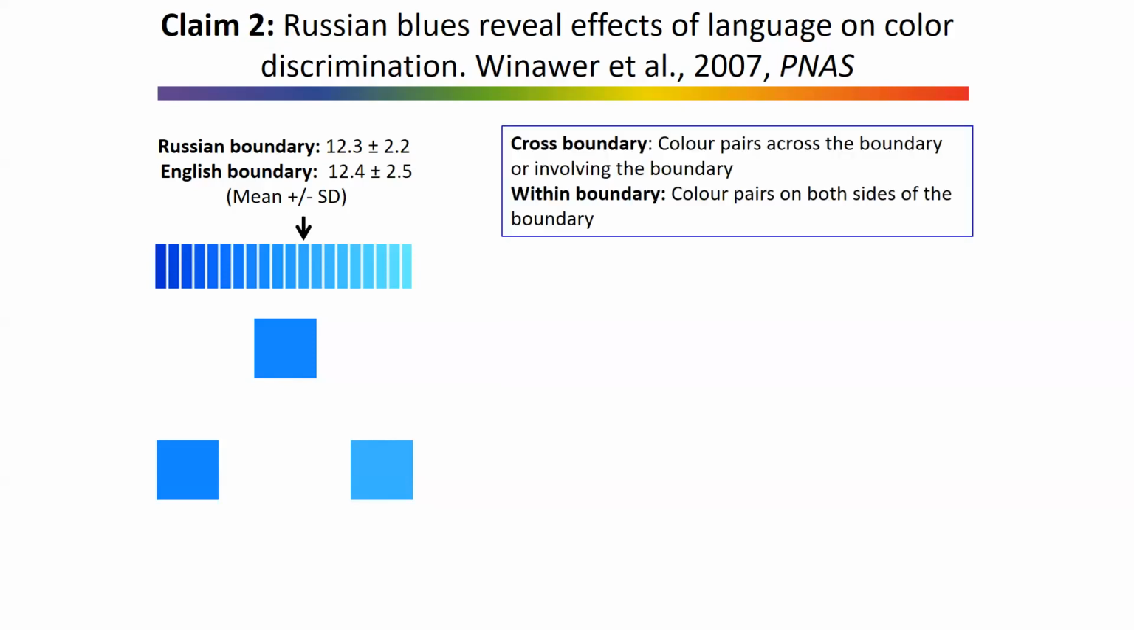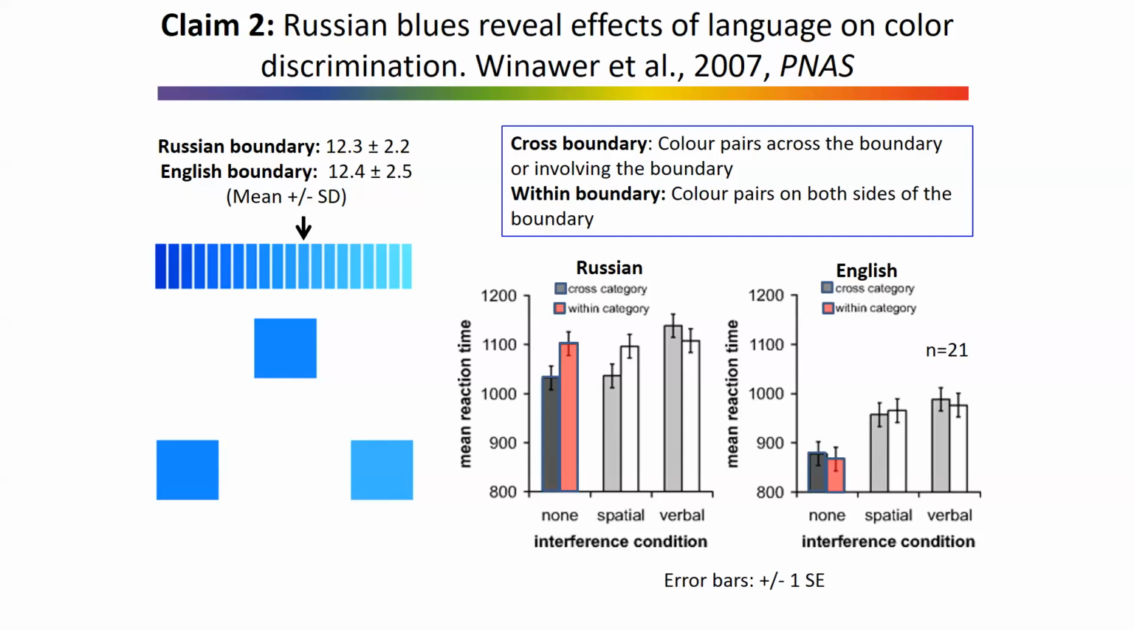So they extracted the reaction times across the boundary. So that would be the 2 colors next to the boundary and discriminations involving the boundary itself, and they compare it with color pairs on both sides of the boundary, taking 4 pairs each. And this is the result.